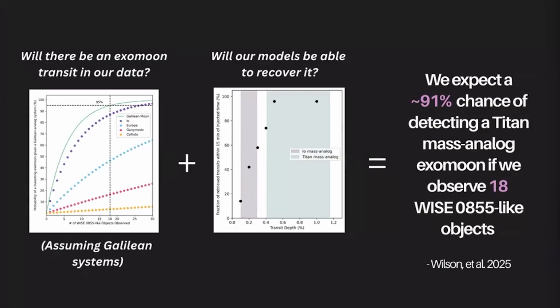Okay, so we kind of had to combine both of these ideas. First, the probability that the moon would be transiting to begin with, and then how well our models do at recovering those transits. And so combining these ideas, we get that you'd have a 91% chance of detecting a Titan mass analog if you were to observe 18 WISO-855-like objects. When I say WISO-855-like, that just means similar to the observations that we just did, unknown inclination, and also 11-hour observations. And this was all described in a paper that was just published in the last month in AJ.